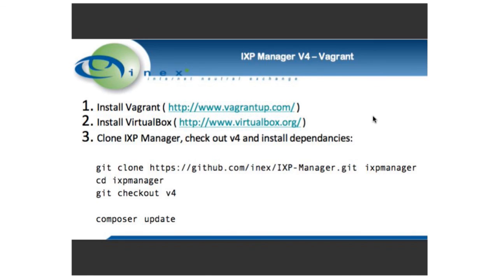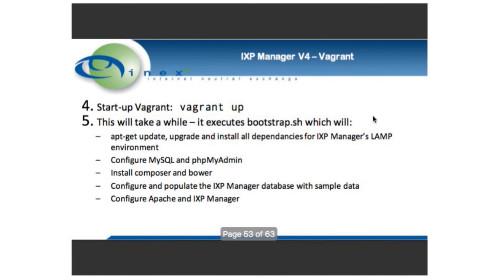Then all you have to do is clone IXP Manager, cd into it, check out branch 4, composer update, and vagrant up. And the first time you do this, it'll take ages. It's going to download an Ubuntu ISO. Then it's going to start up Ubuntu, and it's going to do an apt-get update and upgrade.